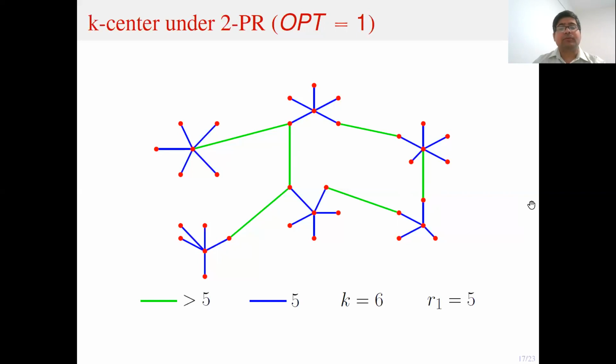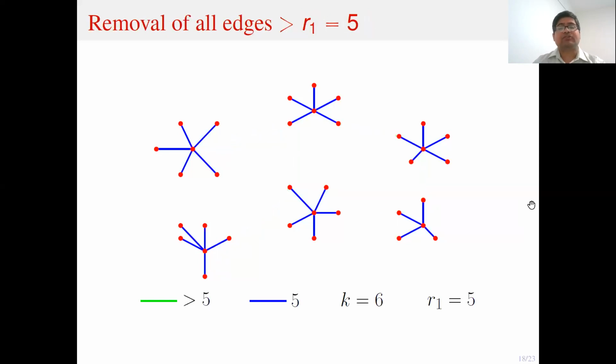And in this case, the algorithm is pretty simple. We consider the complete graph on the points where the weight of each edge is the distance between the corresponding points. And what we do is we remove all the edges which have weight more than R1 from this graph. So we are left with a collection of connected components, and we cover each connected component by a single ball of the minimum radius possible.